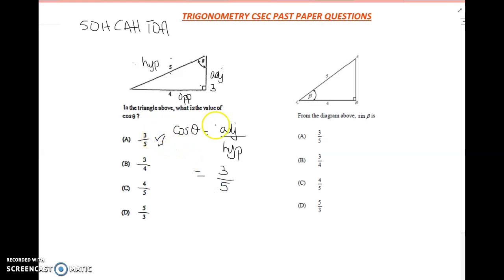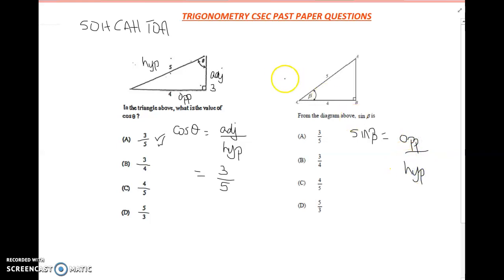See, very simple. Now for this one here, similar triangle they gave you. Now here they use the given angle as beta. Remember, we saw beta in the other question. On the diagram above, sine beta. What is sine again? Sine is opposite over hypotenuse.